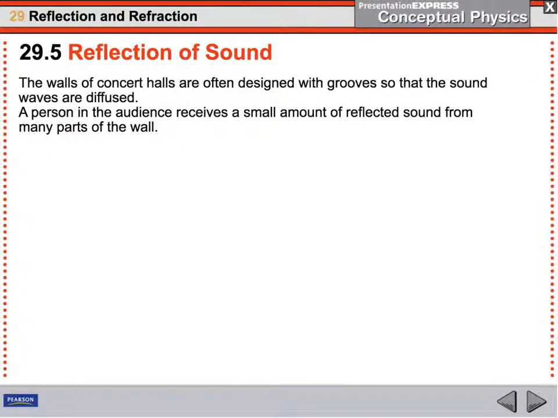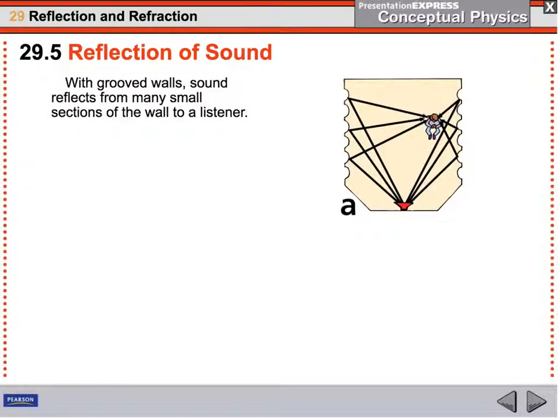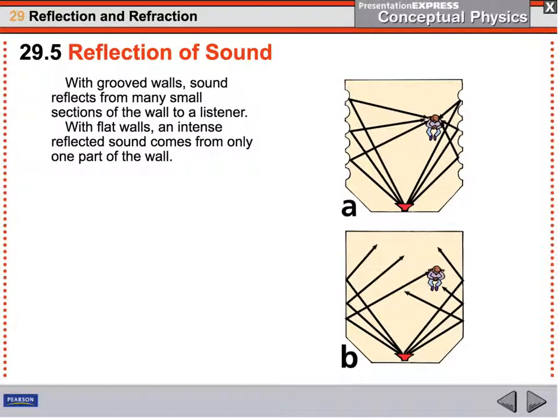The walls of concert halls are often designed with grooves so that sound waves are diffuse. A person in the audience receives a small amount of the reflected sound from many parts of the wall. With grooved walls, sound reflects from many small sections of the wall to the listener, like it's shown here in sample A. With flat walls, an intense reflected sound comes from only one part of the wall.